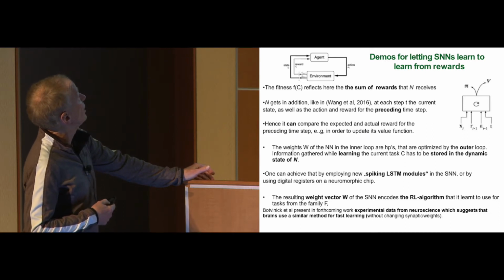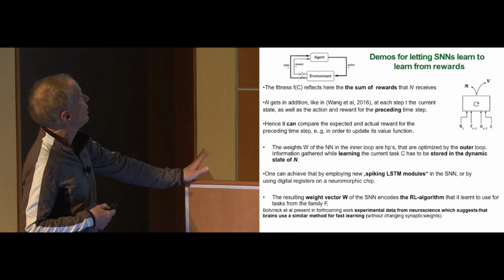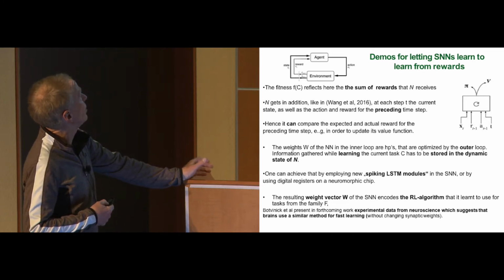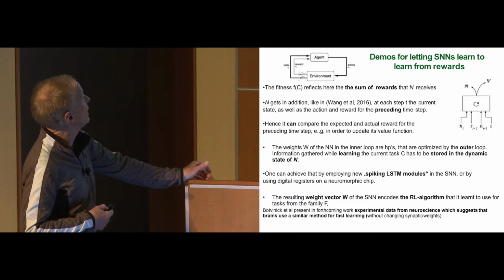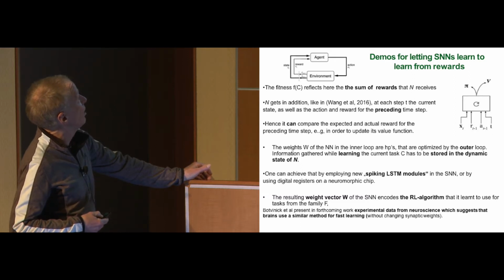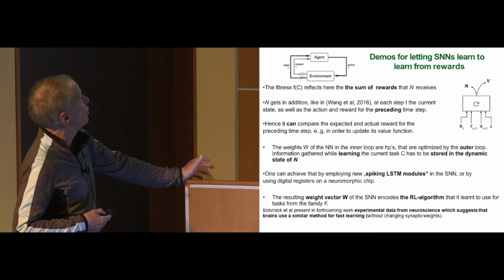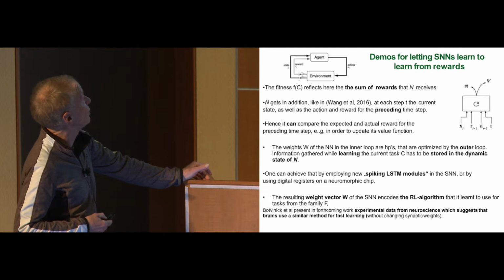And the fitness is typically chosen as a sum of rewards, but you can also put in other things, which, for example, give an incentive to learn fast. And in addition, one key element, which was already in Hochreiter et al., but also in Wang et al., is that you give at each time step not only the current state, but also the previous reward, the reward for the preceding time step, and also the action it has taken at the preceding time step. And this spiking neural network should then output a policy, what action to perform now, and also a value function, predicting the value of this current state x_t.